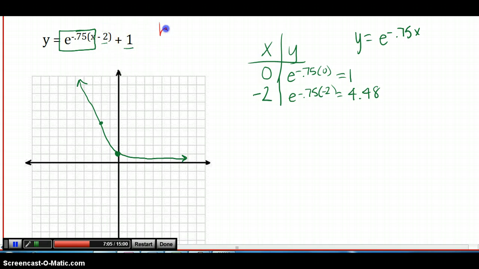So your h, since this is x minus 2, your h is 2 and your k is 1. So you're going to move it to the right 2 and up 1. So I move each point to the right 2 and up 1. So right 2, up 1. And draw my new curve. With my new asymptote of 1, because I moved everything up 1, so the asymptote moves as well.